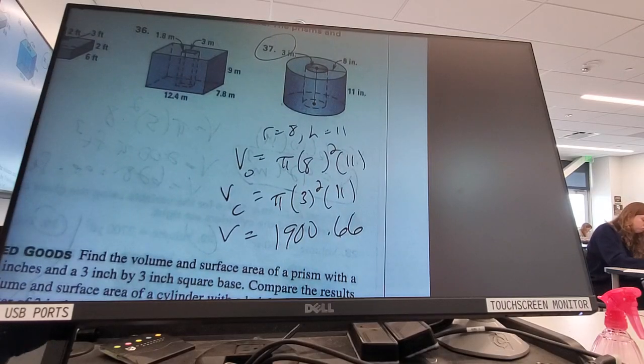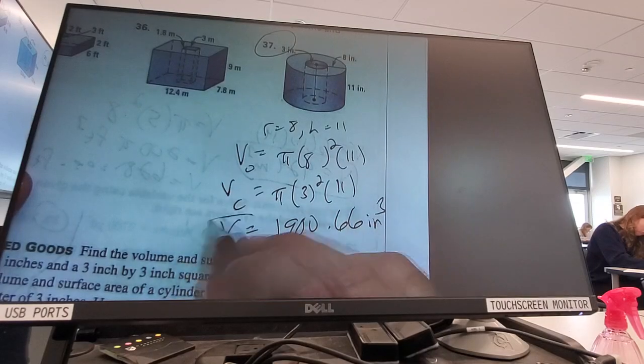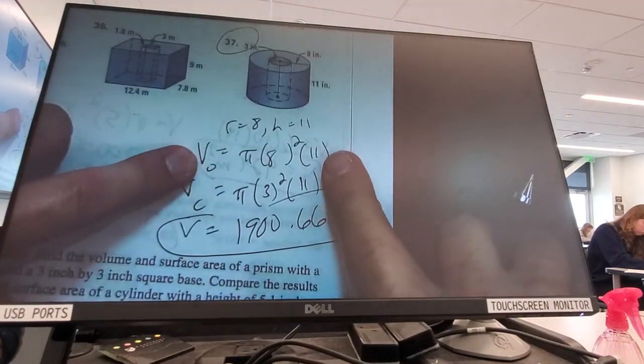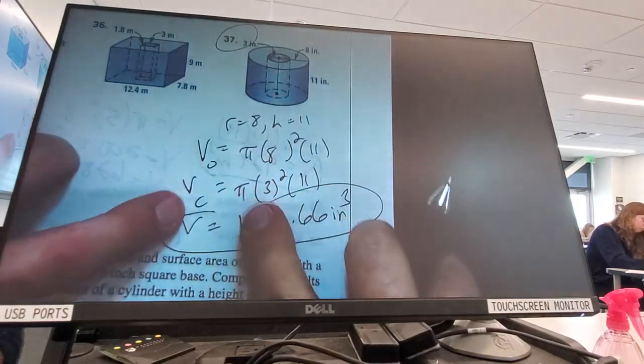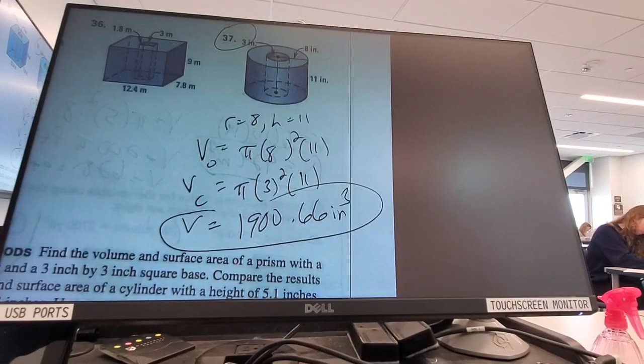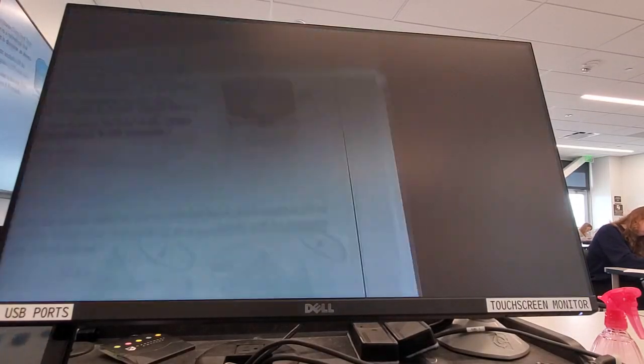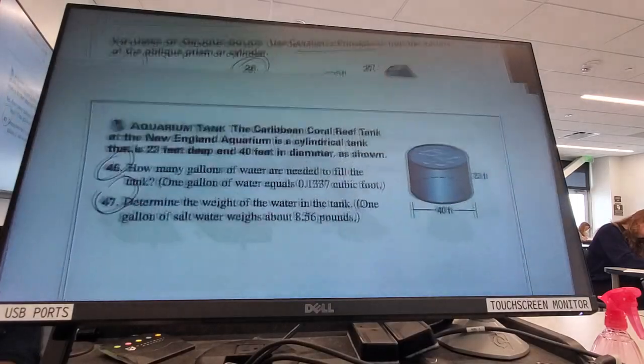That's not too bad. What's the units on that? Inches cubed. Good. So I took the outer volume, like the total volume, minus the volume of what I took out of it. That makes complete physical sense, hopefully. Then we got this weird aquarium.